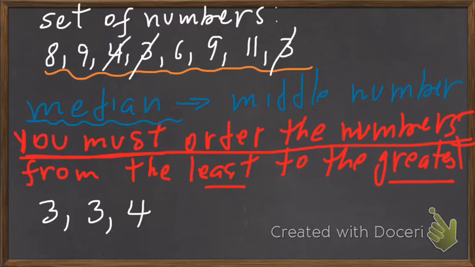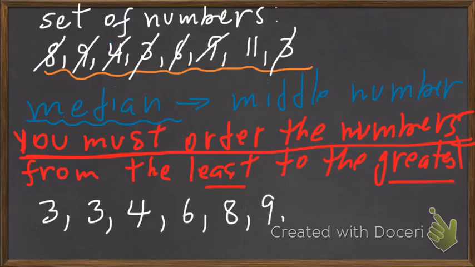And you're telling me 4. Then 6. Then 8. Then 9. And another 9. And the last one is 11.